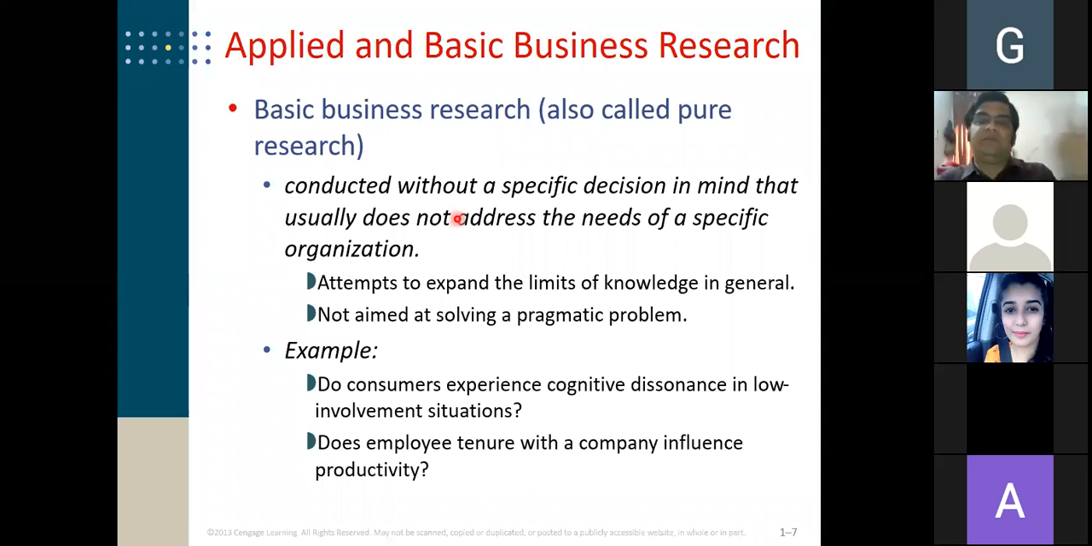So whatever my research, basic research is that research which does not talk about any specific organization, does not talk about any specificity in the problem. It talks about the overall research factors, right? So that is called basic research, right?